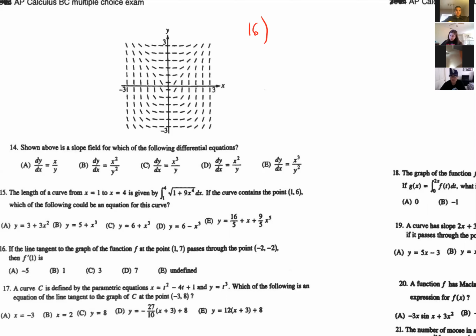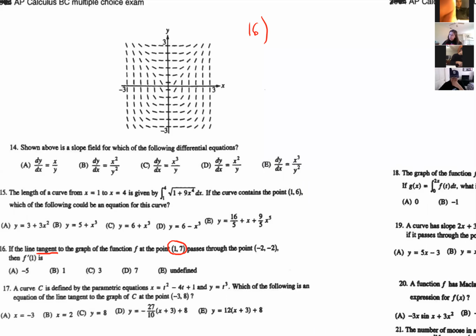So number 16, it says the word tangent. Whenever you see the word tangent, doesn't that mean you have to find the slope? So to find the slope, well, in this case, it's giving you 2 points. So this doesn't even involve calculus.